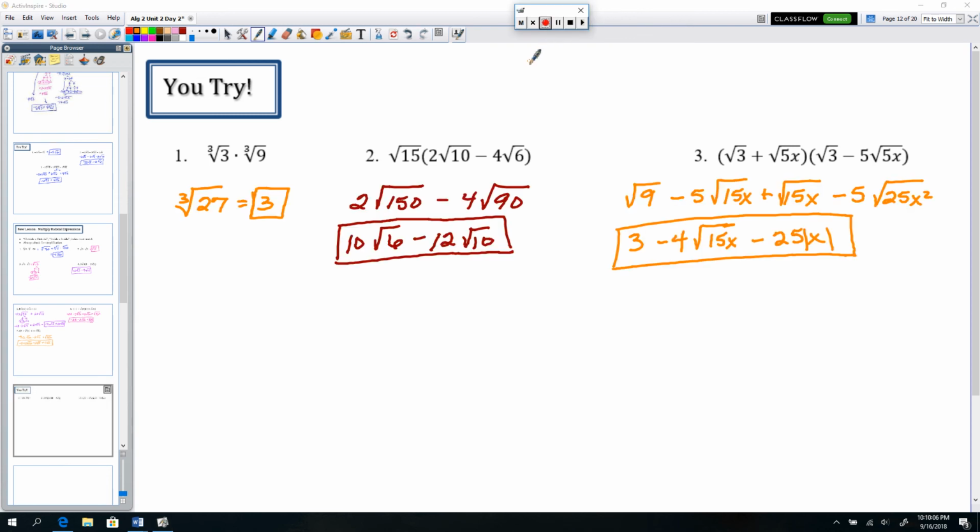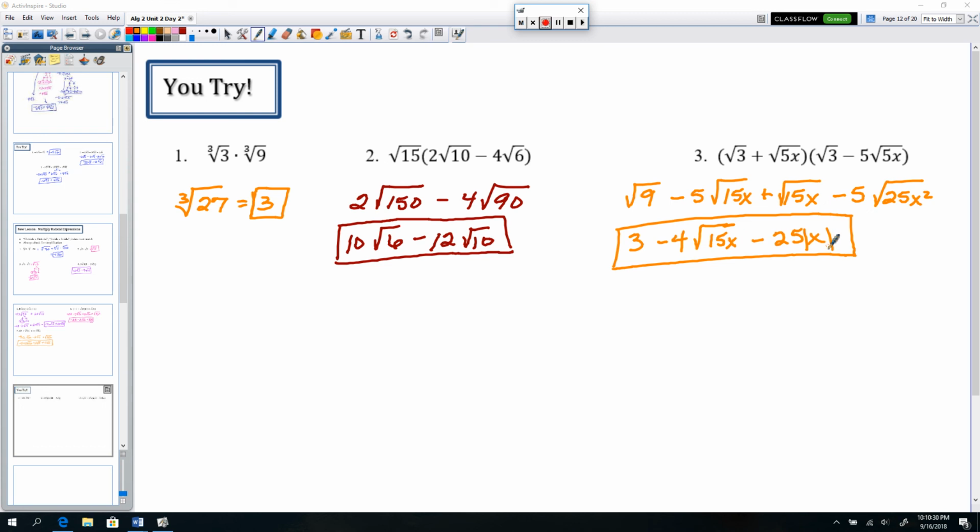Alright, hopefully you got the same answers I did. 3 for the first one, 10 times square root of 6 minus 12 times square root of 10 for the second one. And this nasty one is the last one, 3 minus 4 square roots of 15x minus 25x, and we should have absolute value around the x. Because remember, our special rule, if we take the square root of x squared, we should absolute value the x.